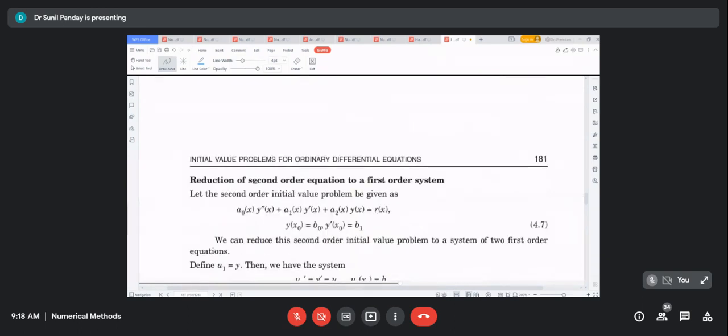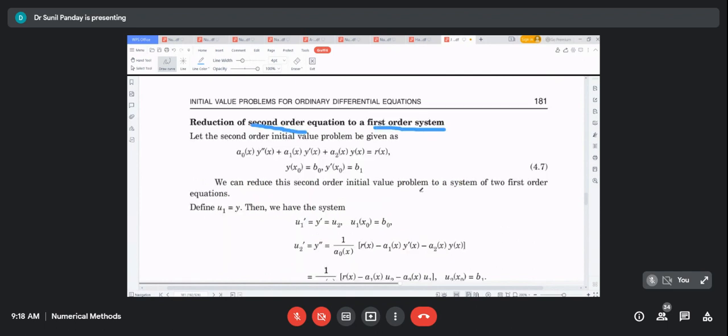So suppose you have a second order differential equation, then what you will do is reduce the second order differential equation into a first order system of equations. So how will we do this? Suppose we have this second order differential equation, because the second derivative of y with respect to x is present here, and it is again an initial value problem. y at x naught we know, and y dash at x naught we know.